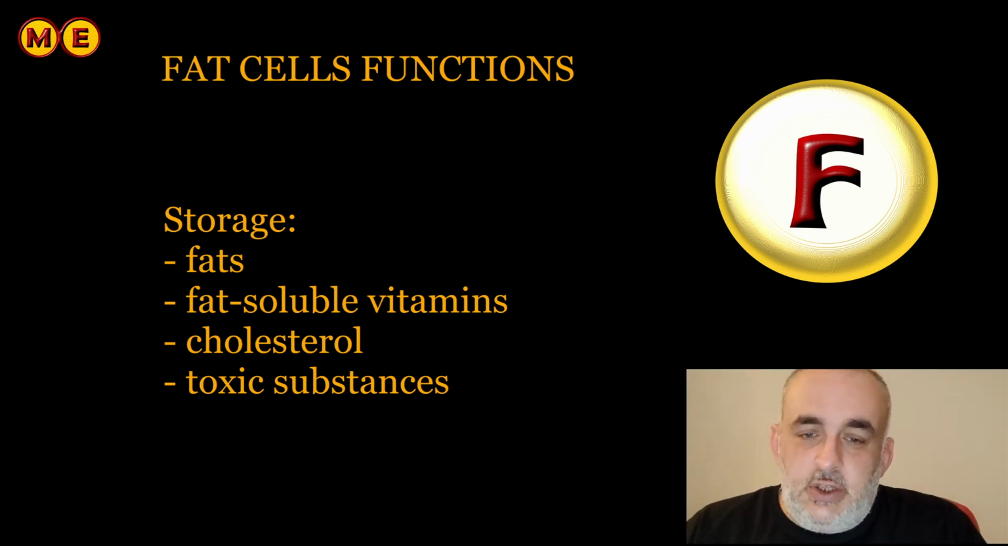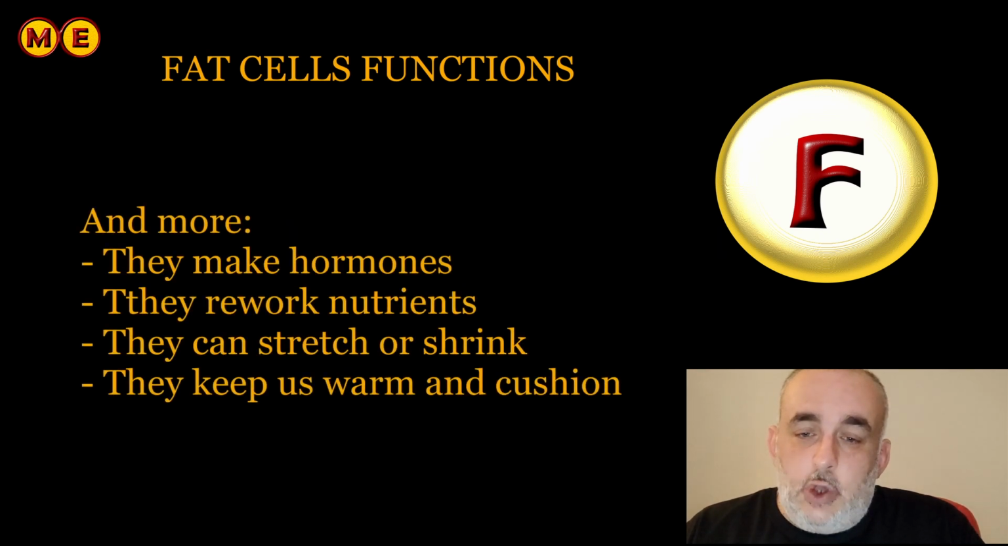Also, in the fat cells, we can store in a safe place a variety of harmful toxic substances that we cannot expel from our body. Fat cells also have endocrine functions. They produce many hormones important for the regulation of our metabolism. They also convert on their own glucose and proteins into fatty acids and glycerol and make triglycerides. That way they help our liver in processing nutrients. They can also change size and shrink or expand when we need it.